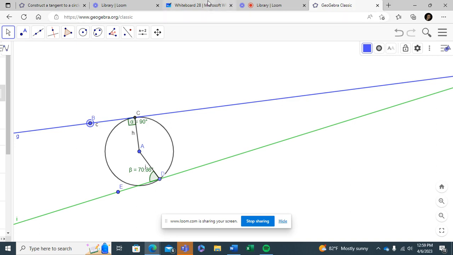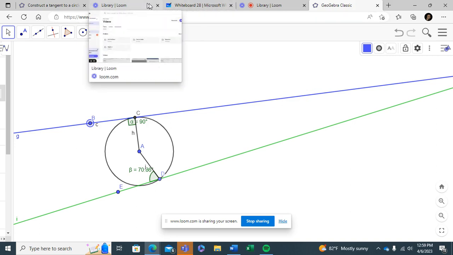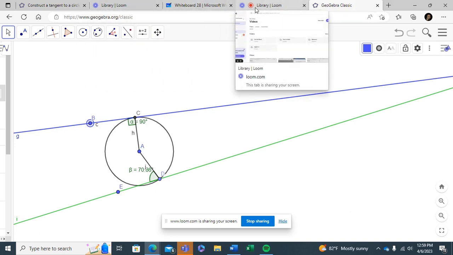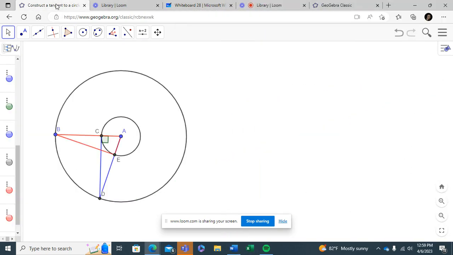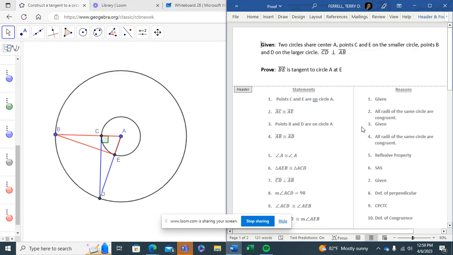So let's do a proof that just talks about this. And this is a proof of a construction that's in your textbook. And if you wanted to follow this, it's on page 414 in your textbook. And it's a construction of a tangent to a circle through a point. So, all right. We're going to start here with our proof.